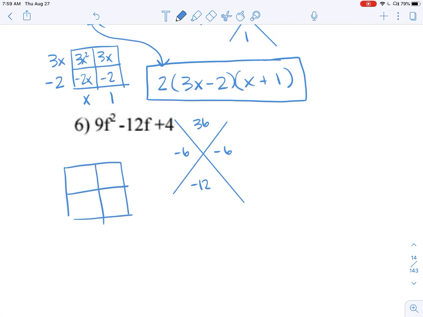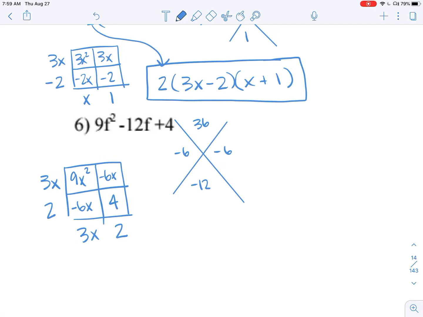Build my box. I'm going to use x's again. 9x squared, 4 at the bottom, and instead of using the negative 12, I'm going to use a negative 6 and a negative 6. Look left. Look down. And now we're going to look at our signs.